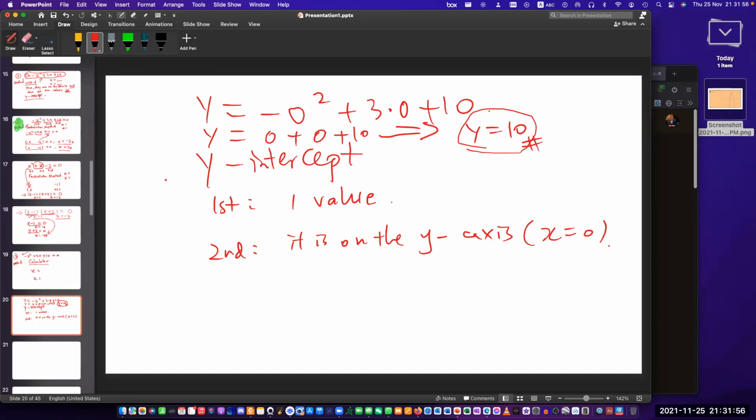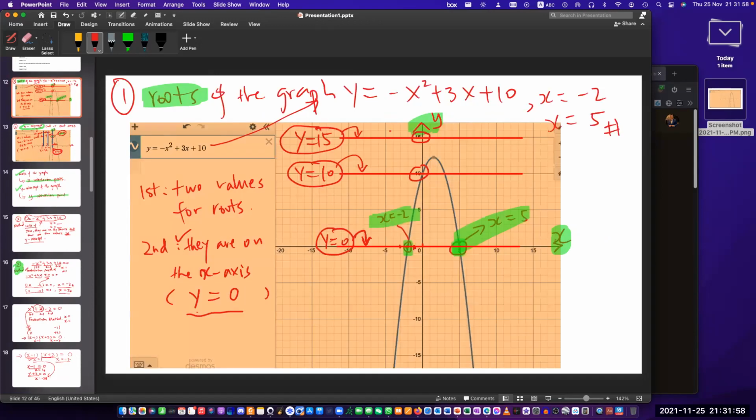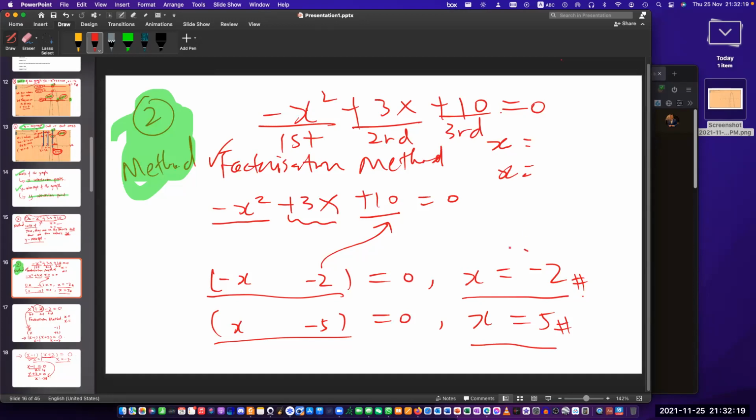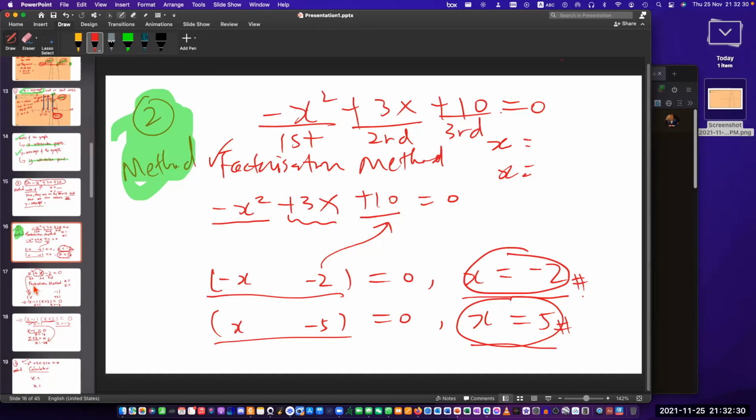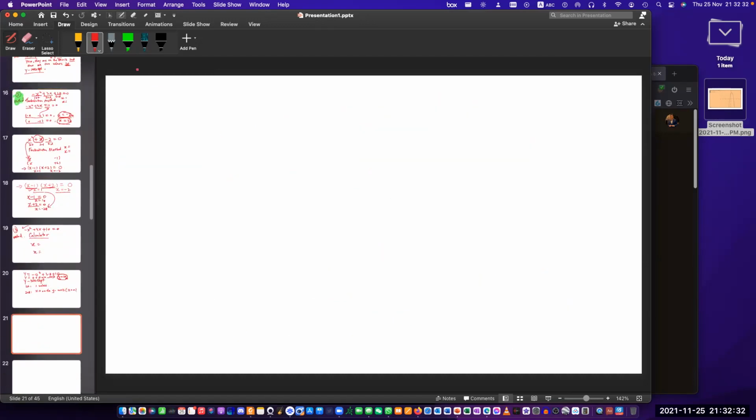So let's look at the roots. If I read it from the graph, one of the answers is x equals -2. The other answer is x equals 5. So this is method 1, read from the graph. So what if I cannot read from the graph? Let's do method 2, factorization. Can you see? X equals -2 and x equals 5. Both answers are the same. So are you convinced? Basically you have two methods to figure the roots and the y-intercept out.